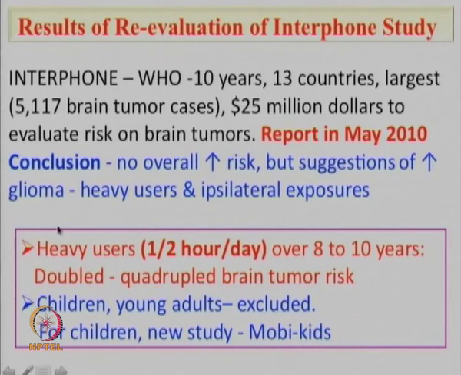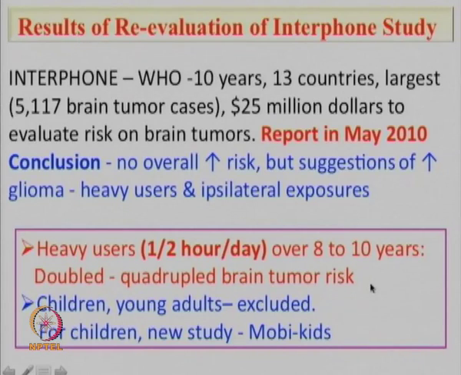So, what is the definition of heavy user? The definition of heavy user was half an hour per day over 8 to 10 years. So, what happens if you do that? Well, you have a double to quadruple brain tumor risk. Okay. Now, can you correlate with what I mentioned earlier, 18 to 24 minutes, and half hour is something like 30 minutes per day. So, in about 10 years of time, there is a double to quadruple brain tumor risk.